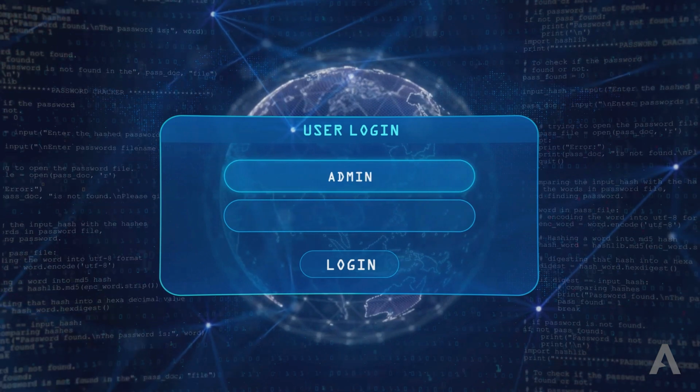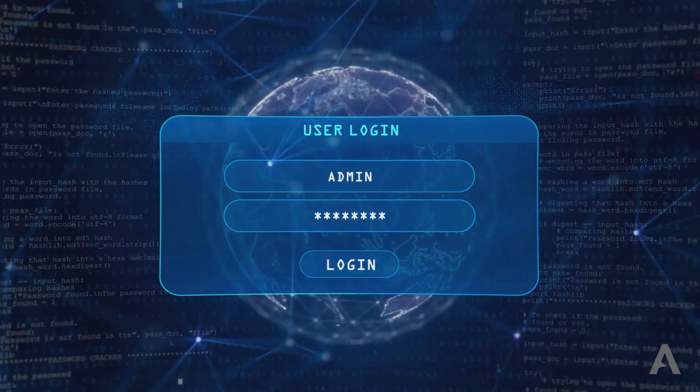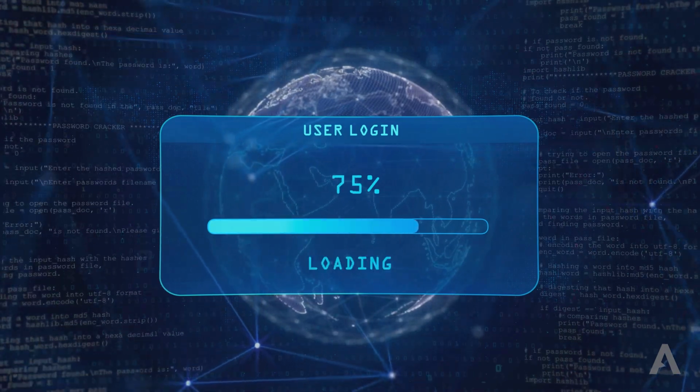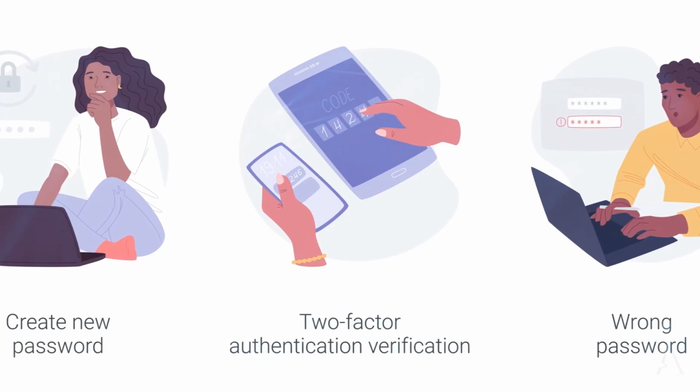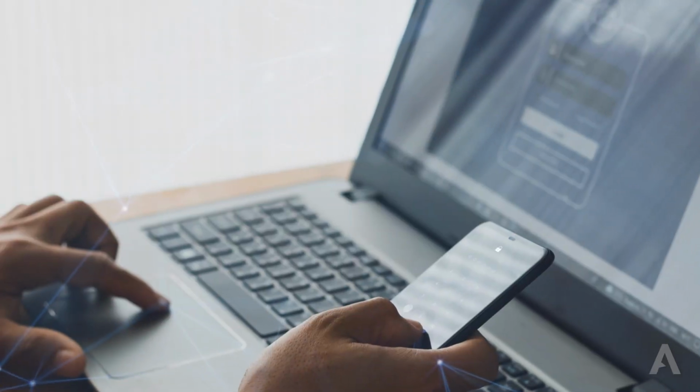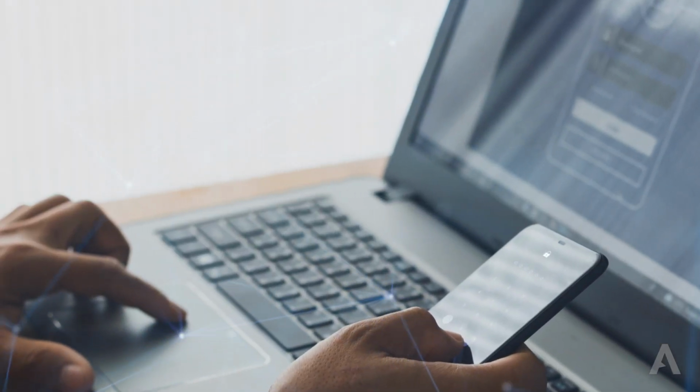Multi-factor authentication, or MFA, has emerged as a critical security layer, providing an added level of protection against unauthorized access. By requiring users to provide multiple forms of verification, MFA significantly reduces the risk of successful cyber attacks.